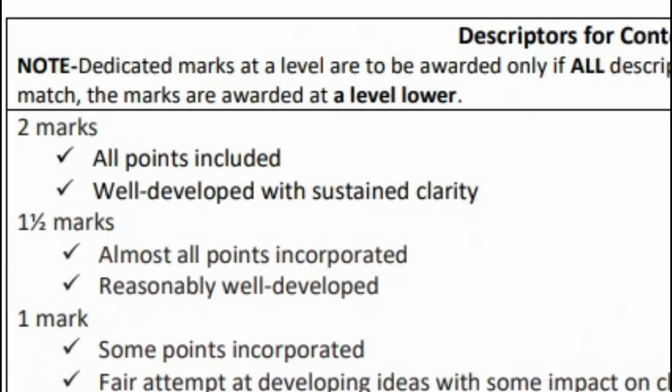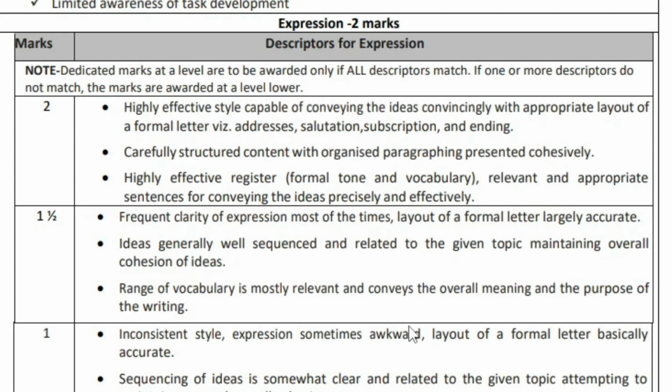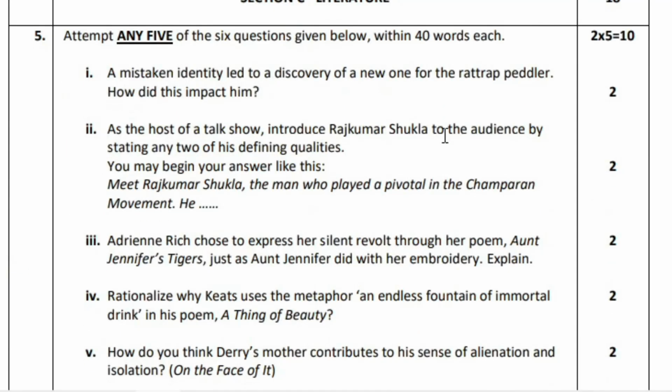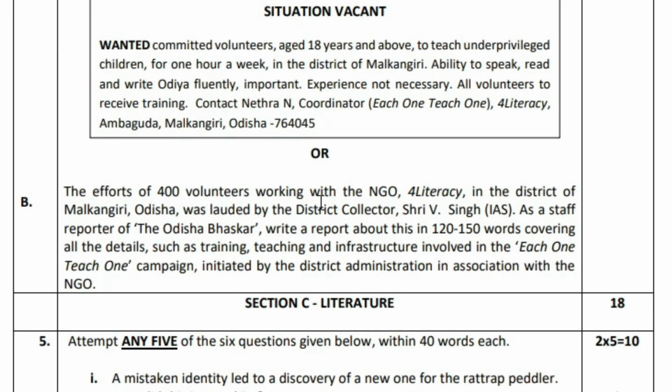In the same way, even for report writing, you have only 2 long compositions. One is job application and the second one is report writing. So let us see the question given for report writing. The efforts of 400 volunteers working with the NGO for literacy in the district of Malkangiri, Odisha, was launched by the district collector. As a staff reporter to the Odisha Bhaskar, as a staff reporter, it is not for the school magazine, write a report about this in 120 to 150 words, conveying all the details such as training, teaching and infrastructure involved in the Each One Teach One campaign initiated by the district administration in association with the NGO.